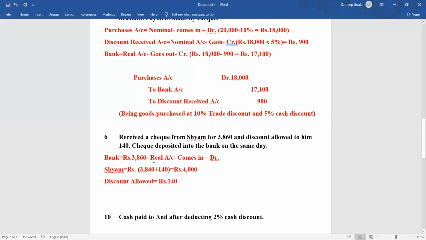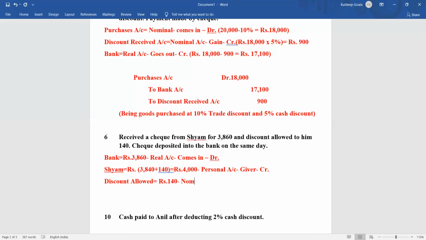Then Sham is a personal account, isn't it? Sham is the name of a person, so personal account. Now what is the rule for personal account? Personal account, debit the receiver, credit the giver. So Sham is a receiver or giver here? Sham is a giver here, so giver will be credited. Yeah, right.